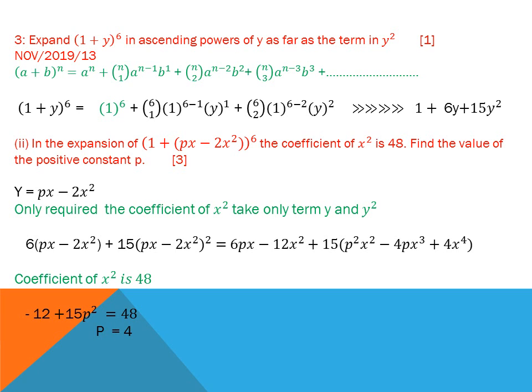When I take the square root on both sides, p is equal to 2 only, not 4. P square is equal to 4, then p is equal to 2, only the positive solution.